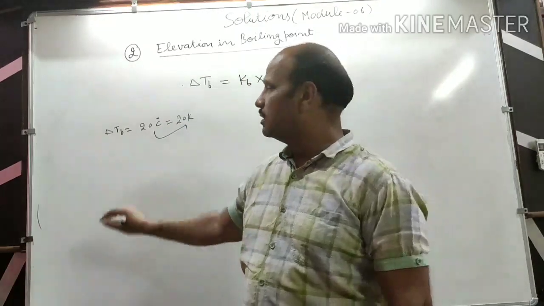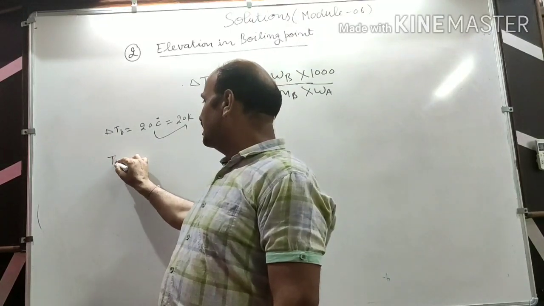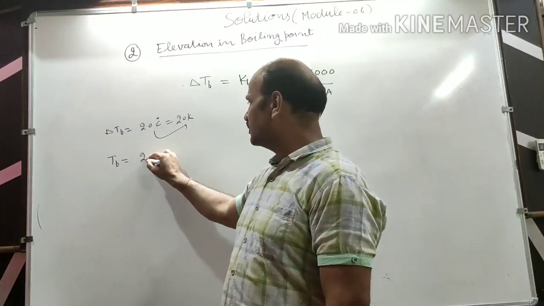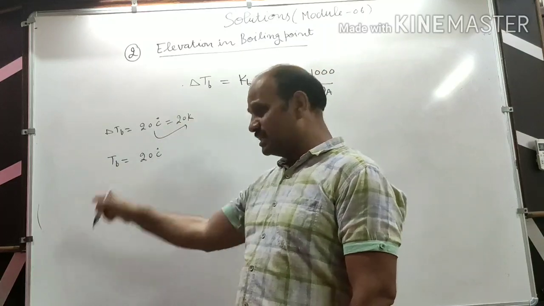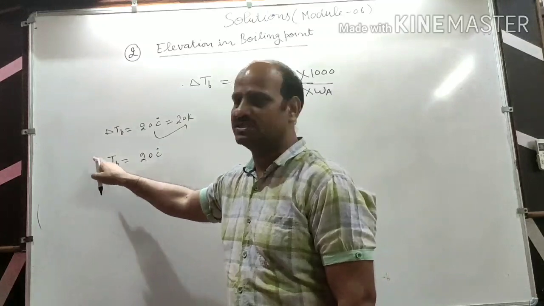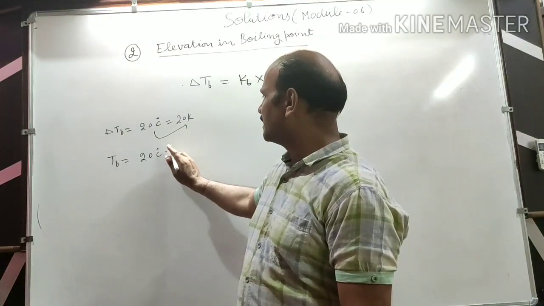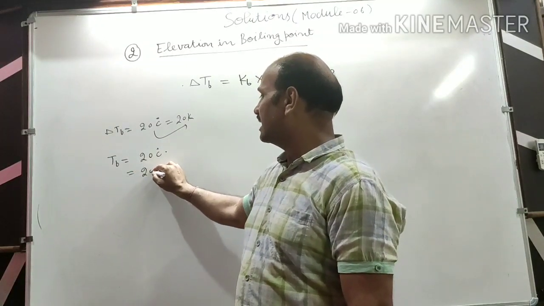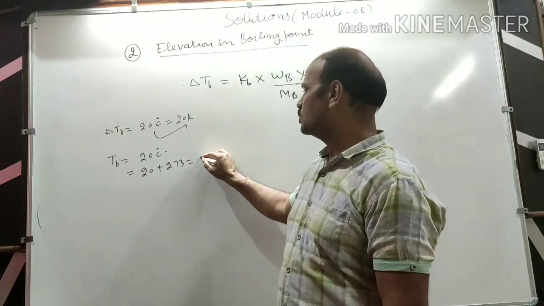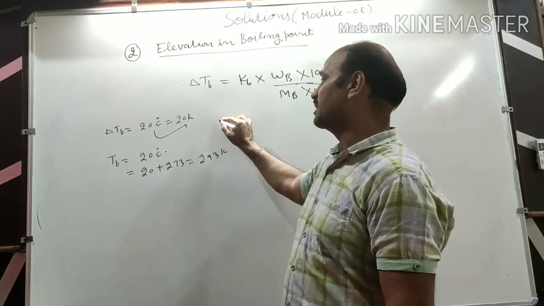Now suppose TB, the boiling point of the solution, is given as 20 centigrade. Now it is necessary to add 273 because it is not a change. So this can be converted into Kelvin like this: 273 plus 20, this will be 293 Kelvin. Keep in mind.